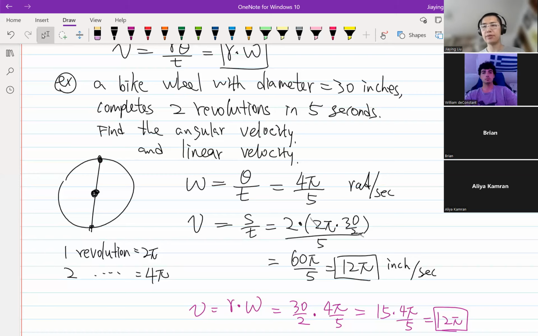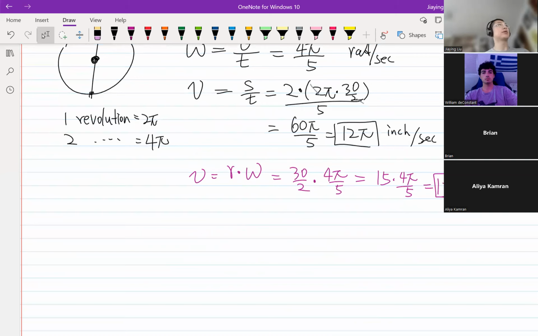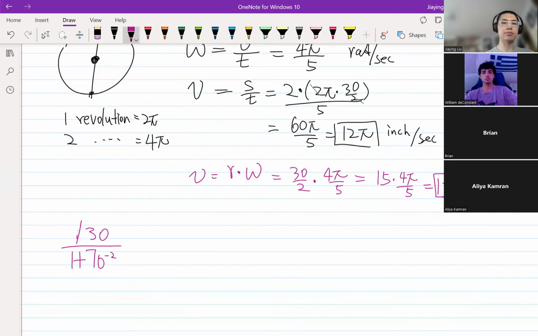I have a question. Oh, go ahead. It was about a question on the homework, about finding carrying capacity. Do you have the problem number? Yeah, it's 130 divided by 1 plus 7e to the negative 2x. 7e to the negative 2x? Yeah, 7e to the negative 2x.